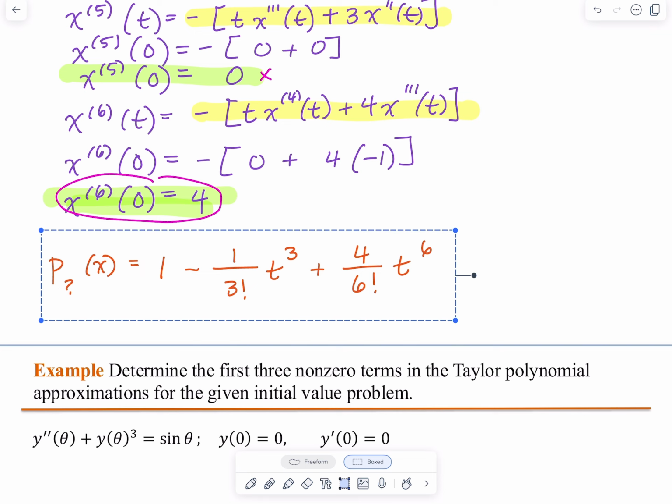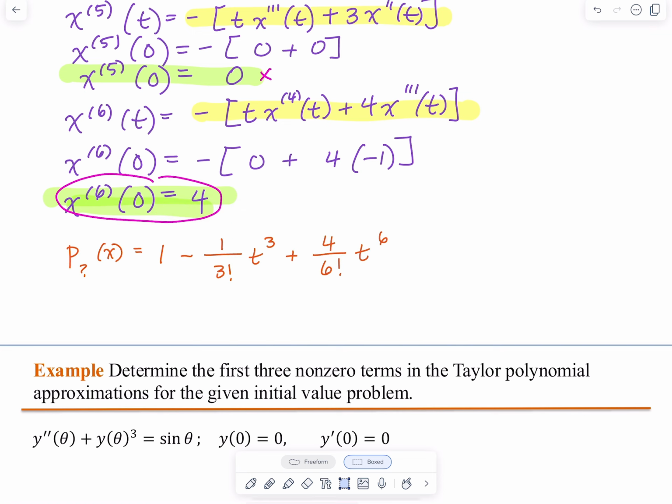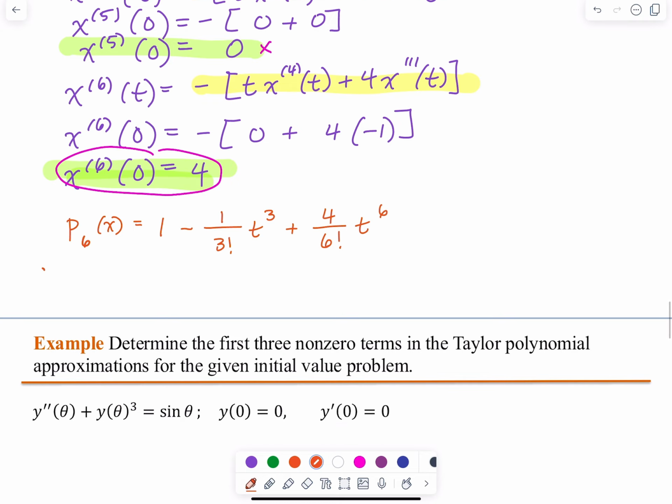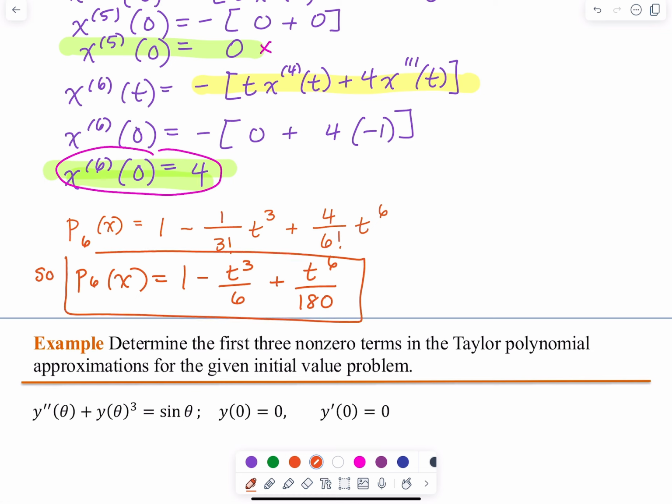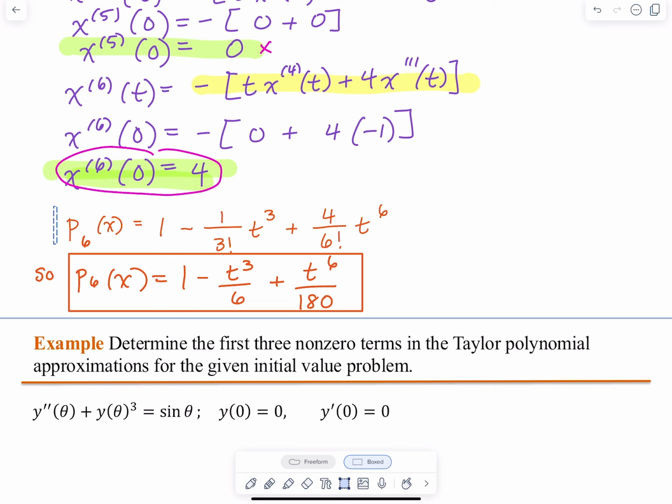There we have 3 non-zero terms, and as you can see, this is going to be p sub 6 of x. And we can go ahead and simplify that. And we have 1 minus t cubed divided by 6 plus t to the 6th power divided by 180. And there are our first 3 non-zero terms.